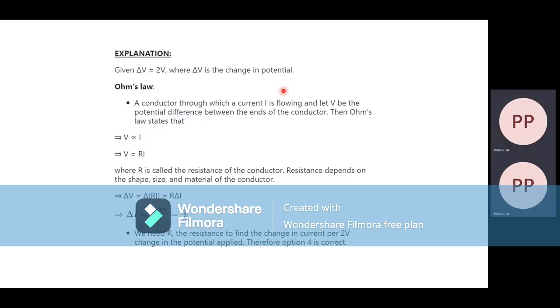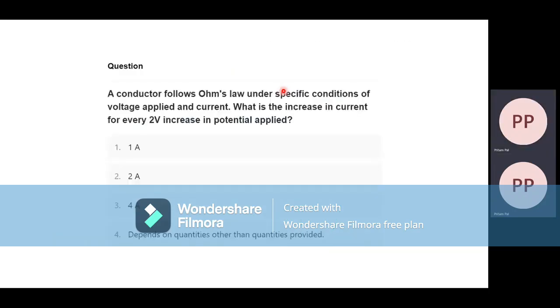It will change if we change the length of the conductor, area of the conductor, as well as the temperature of the conductor. Why temperature? Because as I told, the R is also related to the resistivity, and resistivity basically depends on the temperature. So now what will be the delta I? It will be 2 over R. So we need R, the resistance, to find the change in the current per 2 volt change in the potential applied. Therefore, option 4 is right.